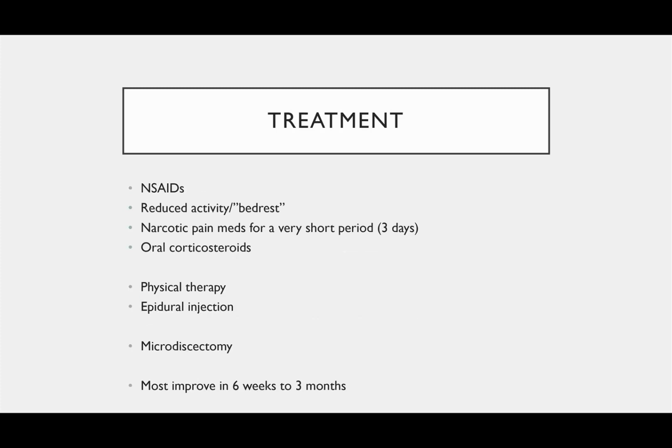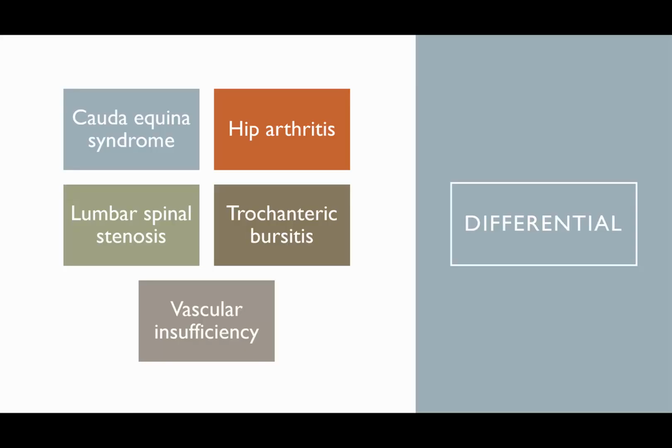Treatment: NSAIDs, reduced activity, maybe even bed rest. For very severe pain, sometimes opioid pain medications have been used. Oral corticosteroids have been used, such as a prednisone taper. And then for more longer-term treatment, physical therapy, sometimes epidural steroid injections. And when these fail, sometimes microdiscectomy, which is surgery, can be done to alleviate symptoms of compression of the nerve root. And this can then hopefully improve within 6 weeks to 3 months.